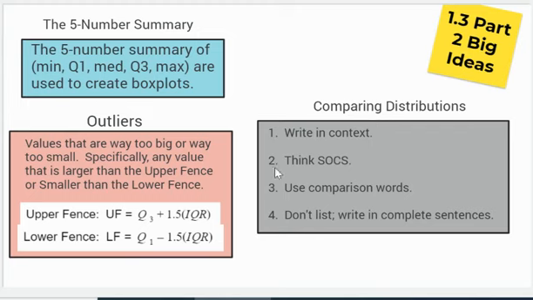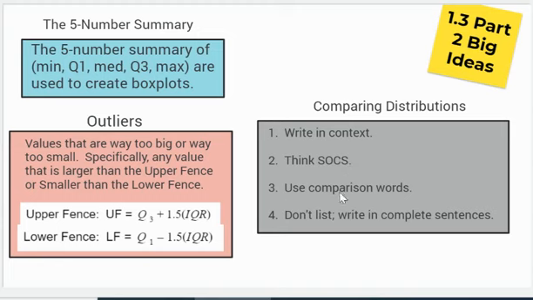Number two, think SOCs. So once again, we want to talk about the shape and compare the shape of the two distributions. Talk about any outliers or unusual features that each of the distributions might have. Also talk about the centers of the distribution and also talk about the spread or the variation of the two distributions. You want to compare them, okay? Whenever you can find exact values for the mean or the median or standard deviation or interquartile range or range, try to use those values as well.